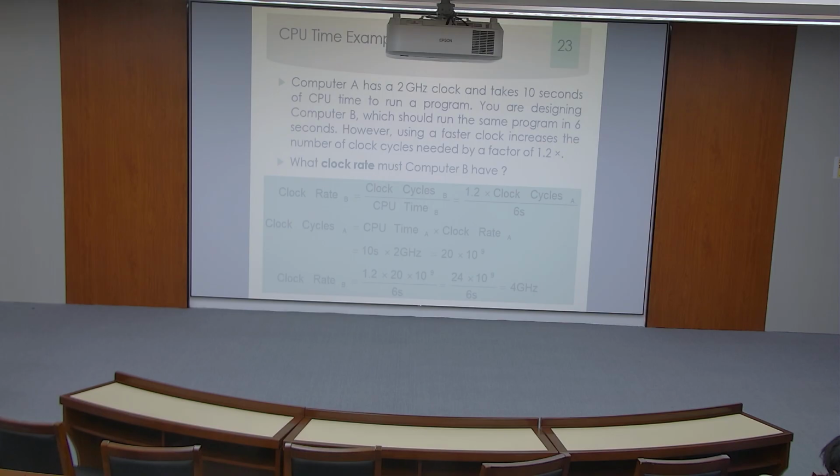We have the solution. We have the clock rate for computer B, which equals the CPU clock cycle for computer B divided by the CPU time for computer B. And we need to calculate the clock cycles for computer A, which equals the CPU time times clock rate A. So we just found the number of clock cycles for computer A. That's much easier for us to find the clock rate for computer B, because it equals 1.2 times the clock cycles for computer A divided by the CPU time for computer B.